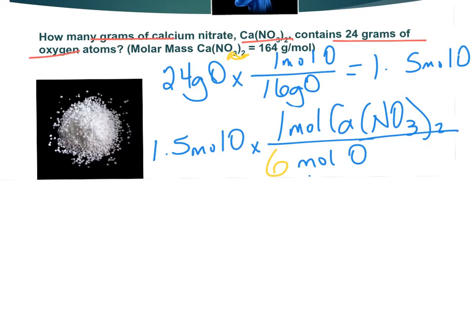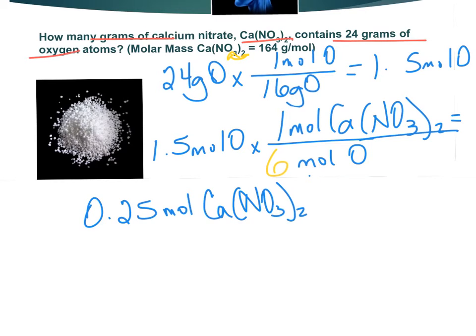Okay, so then you do the 1.5 divided by 6, and you get that there are 0.25 moles of calcium nitrate in that sample of 24 grams of oxygen. And then last but not least is to find the actual answer it asks for. How many grams of calcium nitrate is that?